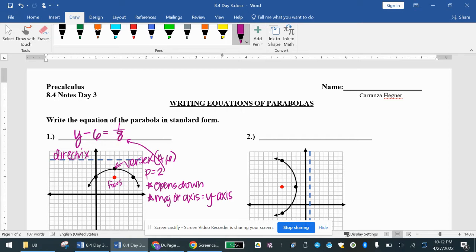Remember that in front of your quadratic term is always 1 over 4p, or negative 1 over 4p. Because this one opens down, you want to make sure that it is negative. I just plugged in the value of 2 into 1 over 4p, and I used a negative because it opens down. Then my quadratic term is going to be x. That's my minor axis. And don't forget, it's quadratic, so put the squared.